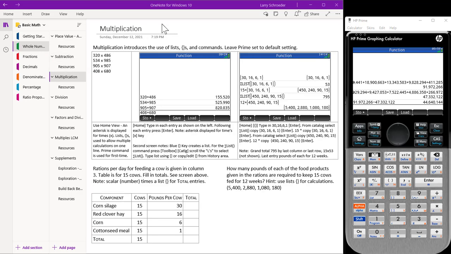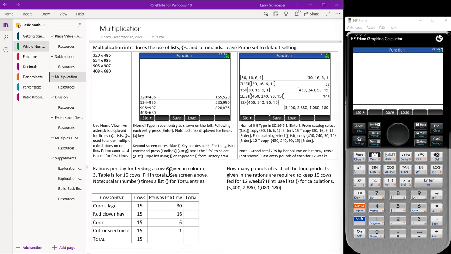We have now selected the multiplication page. Let's clear out our calculator. The first problems are just like addition and subtraction. We take our numbers, we put them in, and when we press enter, we get our answers with commas in the results. Rations per day for feeding a cow is given in column 3.